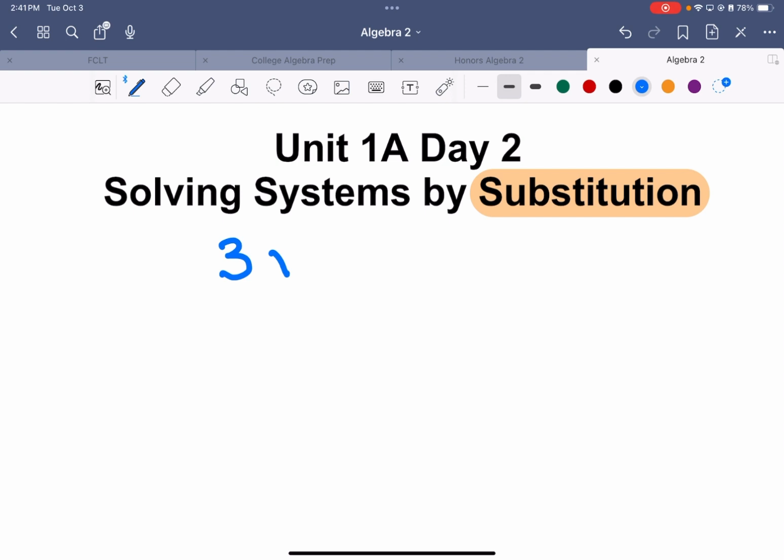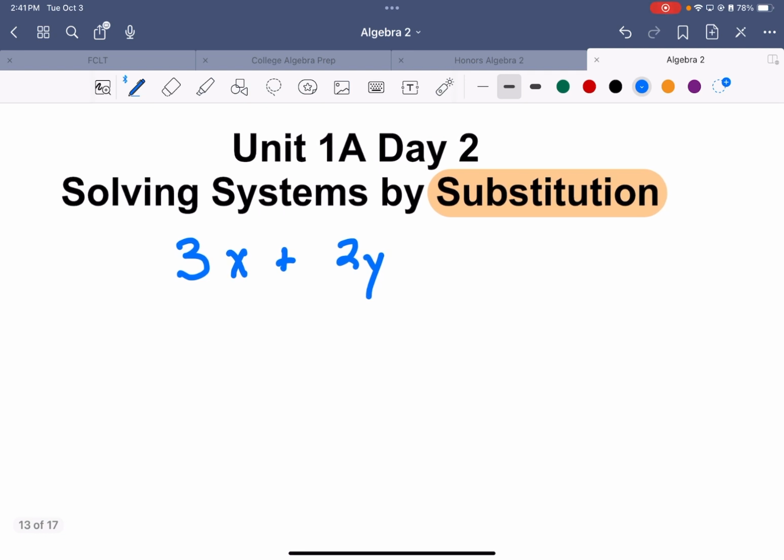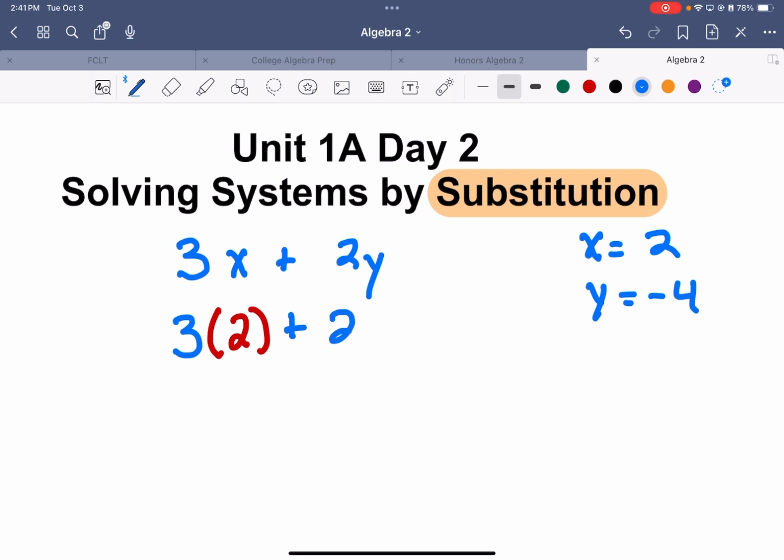Let's say I have something like 3x plus 2y, and that's my expression. Let's say that I know my x value is 2, and my y value is negative 4. We can use substitution to evaluate this expression, replacing x and y with what I know they're equal to. I'm going to leave the 3 alone, but I know my x value is 2, so I'm going to substitute that x with 2. Plus 2 times what I know my y value is. My y value is negative 4.